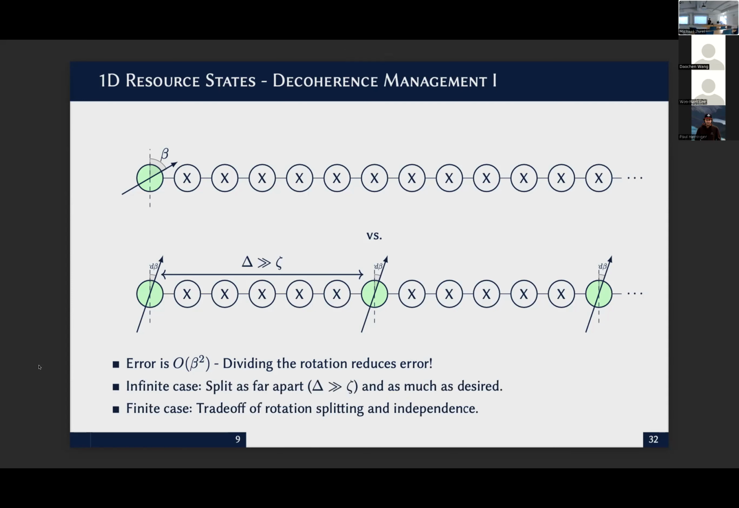Now, in the finite case, this maybe isn't so clear because now I only have a finite number of qubits to work with. I can't split up my rotation to be arbitrarily small. And now I have this trade-off of, do I split my rotation as much as possible? But these rotations can no longer be treated as independent, and the sum of all these decoherences is going to be greater than just the independent sum of each. Or do I still try to work in this limit where I can treat the rotations independently?